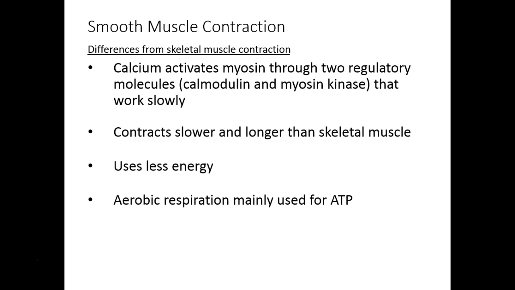Additional differences from skeletal muscle are that calcium activates the myosin through two regulatory molecules known as calmodulin and myosin kinase. These are not found in skeletal muscle contraction, but the way these work actually slows the muscle contraction down so that it doesn't happen as rapidly, but it does allow the muscle contraction to be more prolonged. Therefore, smooth muscle uses less energy, but it is capable of making ATP through aerobic respiration, so the Krebs cycle and the electron transport chain.